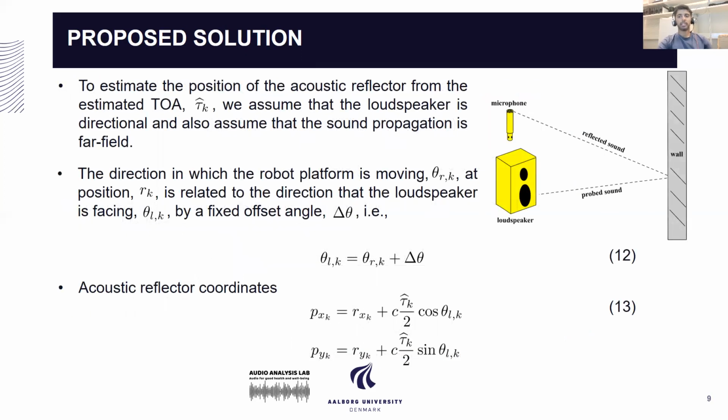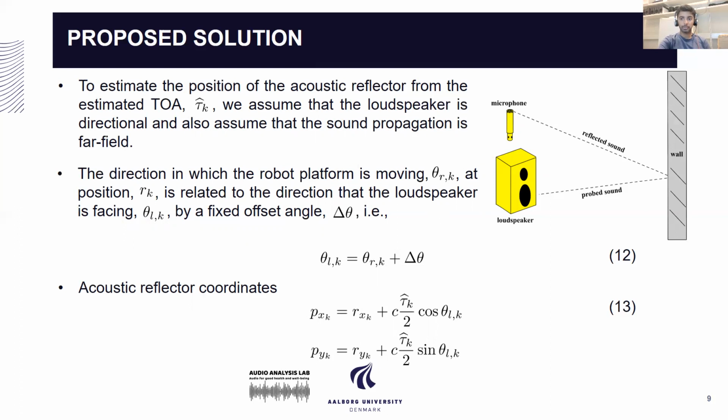So in the previous slide, we have introduced a nonlinear least squares estimator. But to generate a spatial map of an indoor environment, we could exploit the robot's own movement. In order to do so, we require some information about our platform. First, we need to make some assumptions. If we consider that the robot has a loudspeaker and a microphone setup, as shown in the figure to the right, then we can assume that the sound propagation is far field, and also assume that the loudspeaker is directional.